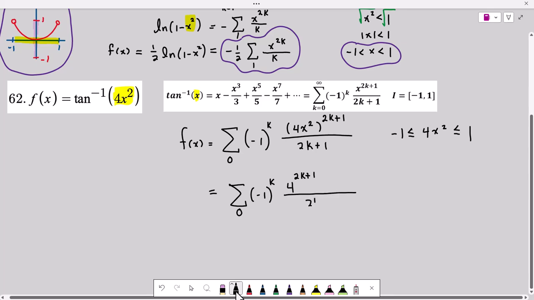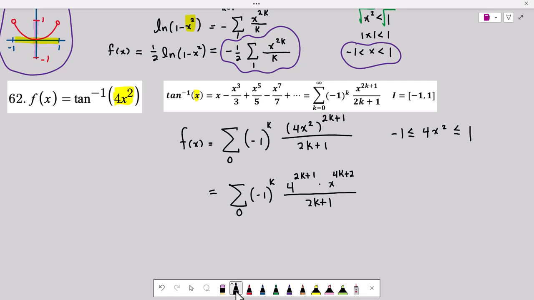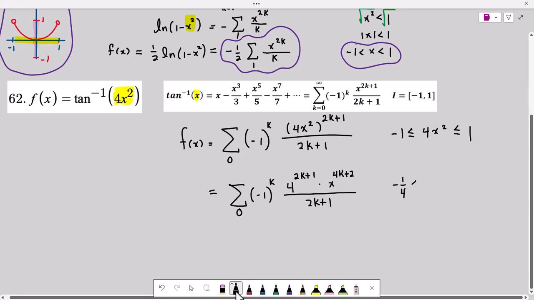We're going to divide by 2k plus 1. And then we're going to have x to the 4k plus 2. We've got that. So the power distributes to each of the factors. Power to power, you multiply. So that's that part. And then here we have negative 1/4 less or equal x squared less or equal 1/4.